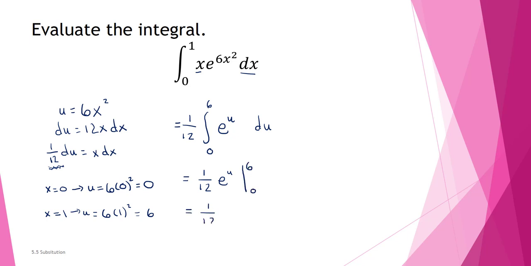So that's 1/12 e to the 6 minus 1/12 e to the 0. We know e to the 0 is 1. So this is 1/12 e to the 6 minus 1/12. Here's your answer. You could factor out the 1/12 if you wanted to.